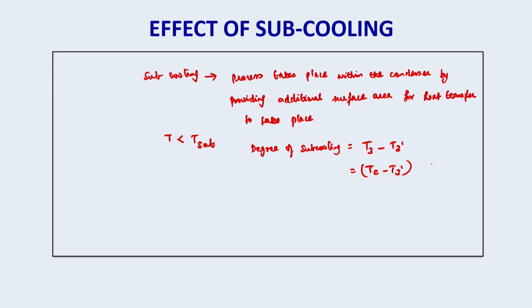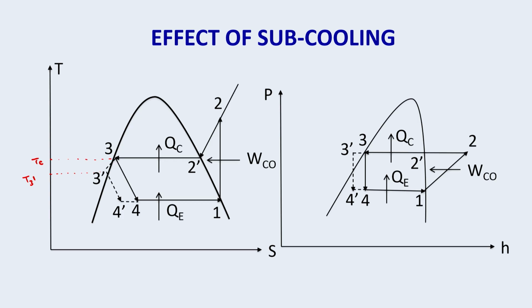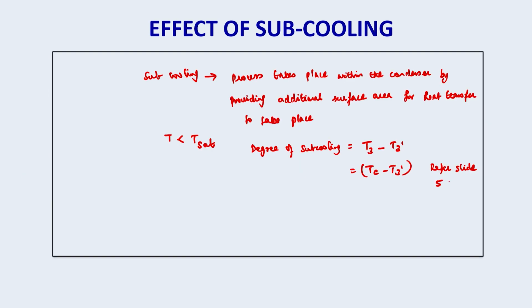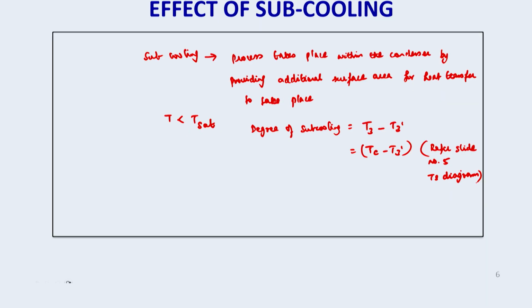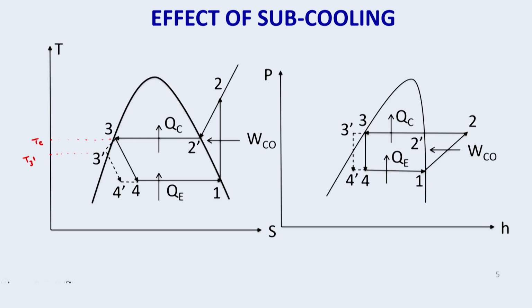So refer to the TS diagram, refer to slide number 5. So this T3 minus T3 dash is the degree of subcooling.